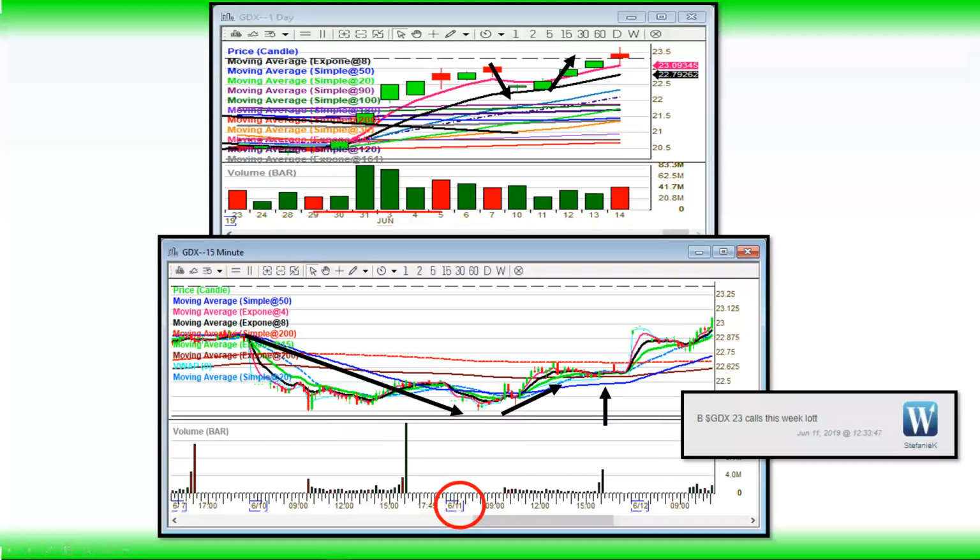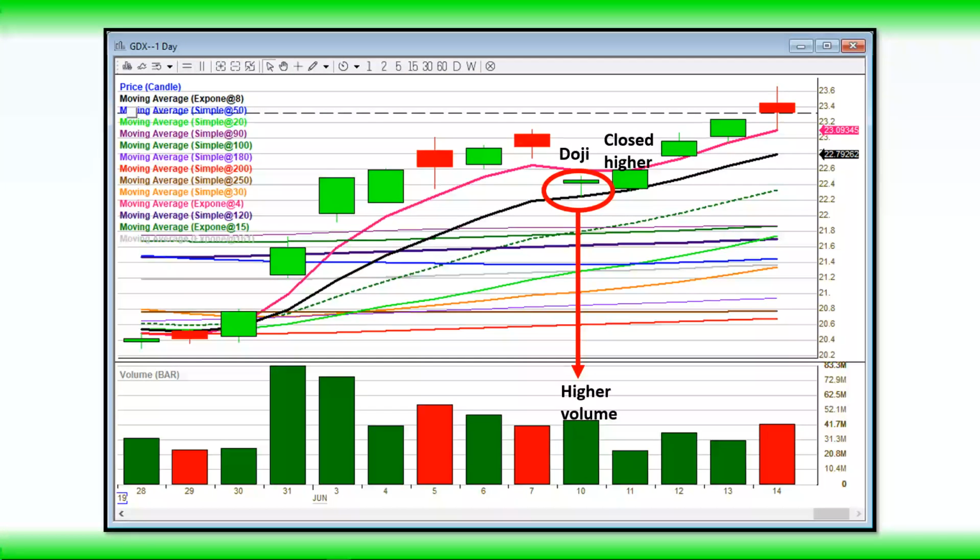But why else did I like this trade? So I love high volume dojis. Look at this chart. High volume doji. A doji is an indecision candle. The bulls and the bears duke it out. It closes really close to where it opened. And I like short dojis, short little wick dojis, not long-legged dojis. Those are much harder to trade.